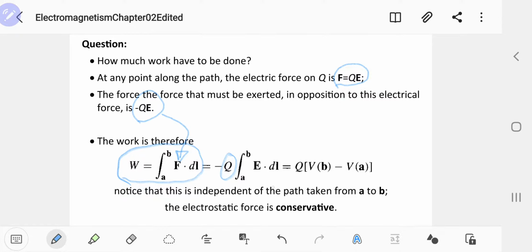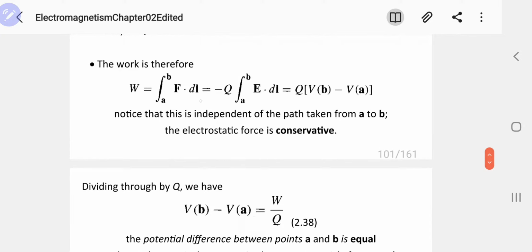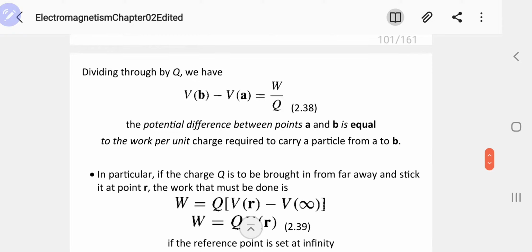But what is E dot dl? The integral of E dot dl from point A to B is just the potential difference of the two points. So this is just VB minus VA. We learned that in the previous lecture. Note that the electrostatic force is conservative, so it doesn't matter which path you take in going from A to B. If you divide the work done by Q, then the potential difference is equal to the work done per coulomb, per unit charge, I mean.